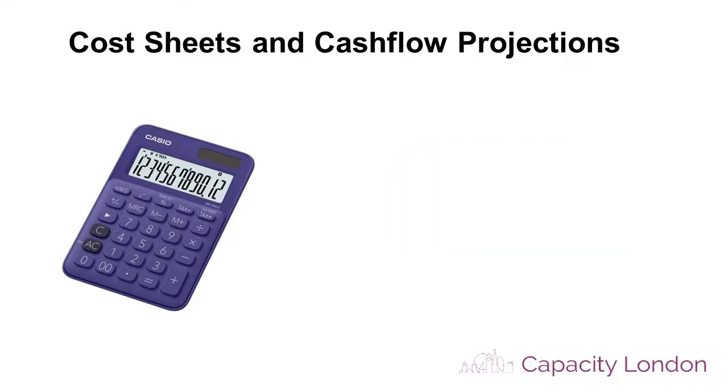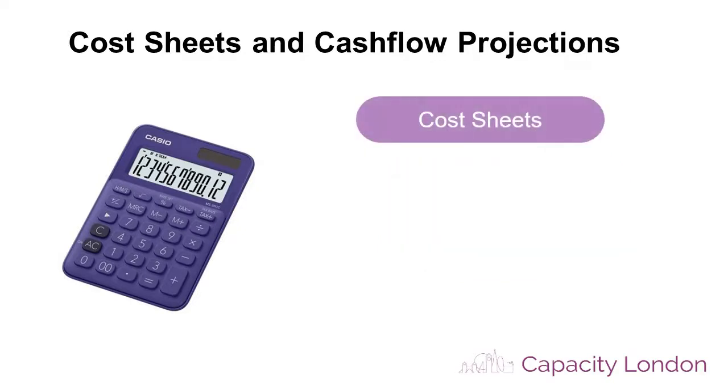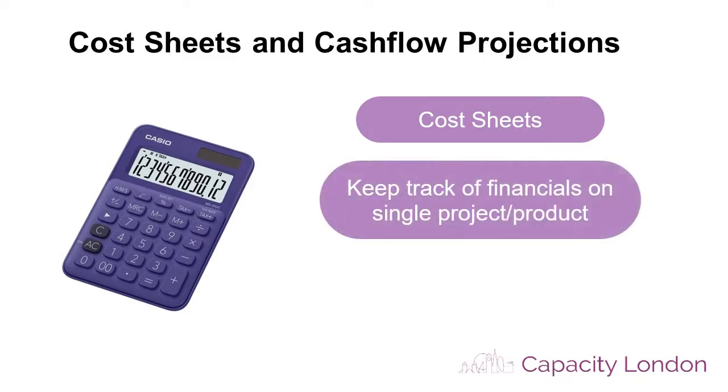So let's start off with talking about cost sheets. Cost sheets are very much focused on one project or product. And it helps you to keep track of the financials for that project. So this is where you'll track your total costs. So that can be things like materials, also your time, perhaps you need some equipment, perhaps there's shipping involved, and so on. What your costs are really are very dependent on the context of that project or product.